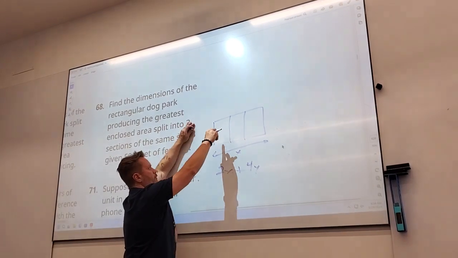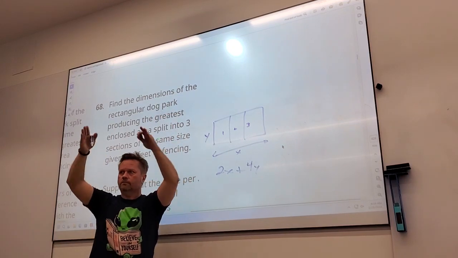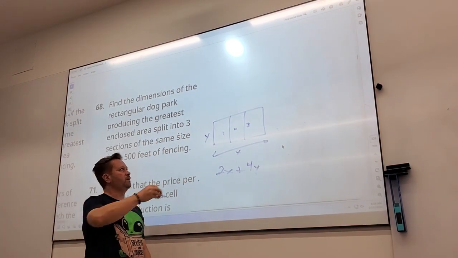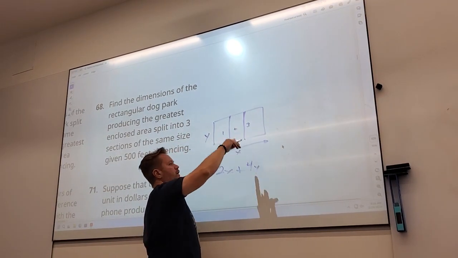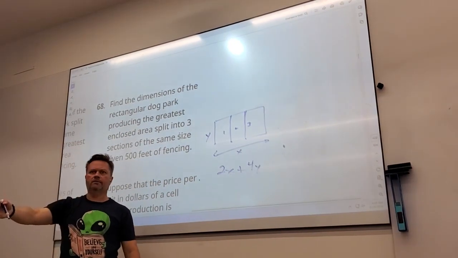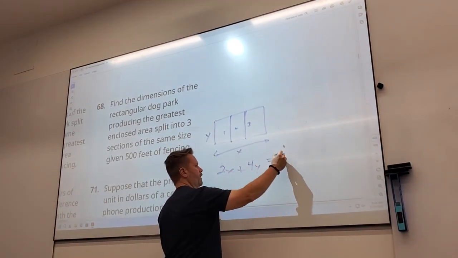Okay. Everybody cool with the picture? This is 1, 2, 3 sections, right? How do I create 3 sections? Don't I only need 1 on each side to have a rectangle, and don't I need 2 in the middle to cut it up into 3 sections, correct? So how many Y pieces do I need? 4. And what is it that created those? The 500 feet of fencing.